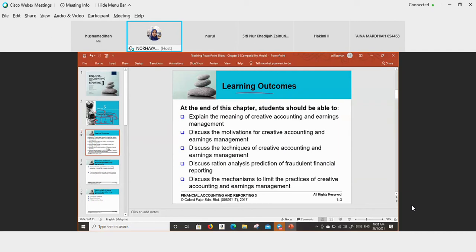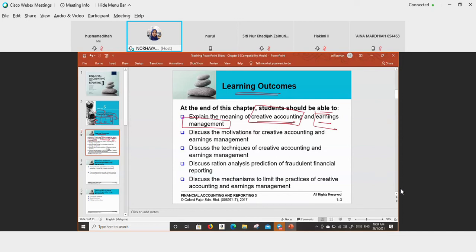Okay, this is the learning outcome of this chapter, whereby you are expected to be able to explain the meaning of creative accounting. Ini yang first time dengar kan? Sebelum ni pernah dengar lah. Okay, creative accounting, you should be able to explain what is creative accounting and earnings management. Ni yang saya kata advanced part tu.